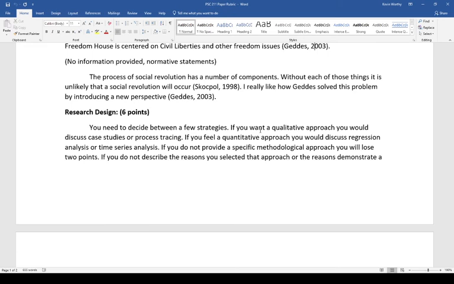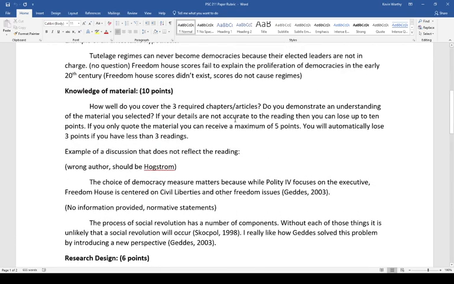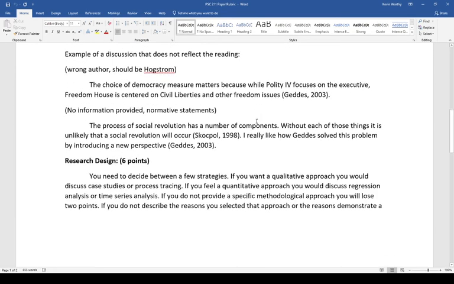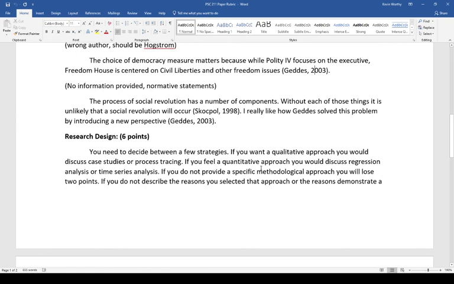So when you're doing your research design, say, I have this question, this literature says, right, when you're showing the literature in the knowledge of material, you're saying, this is what the literature is saying. So now I want to make a test. I want to create something. It can be an experiment. It can be a case study. It can be regression analysis.